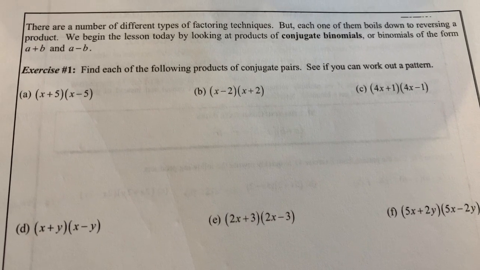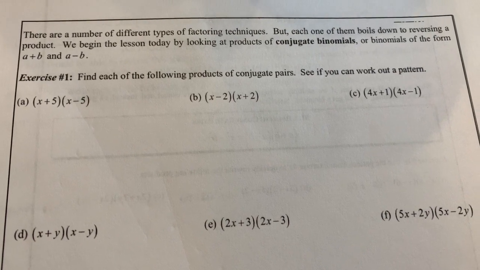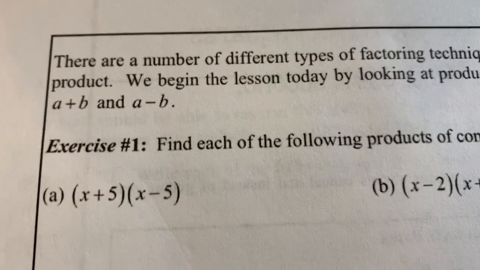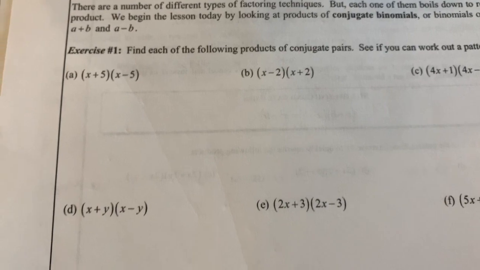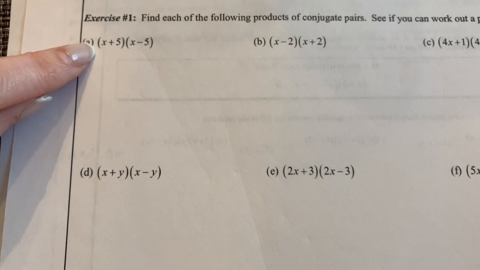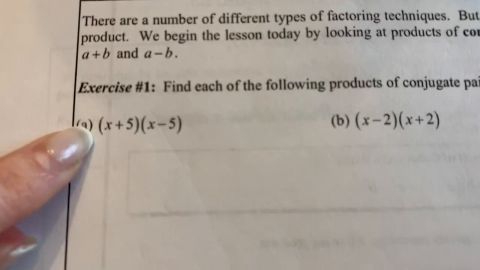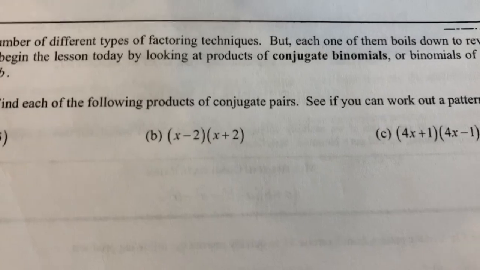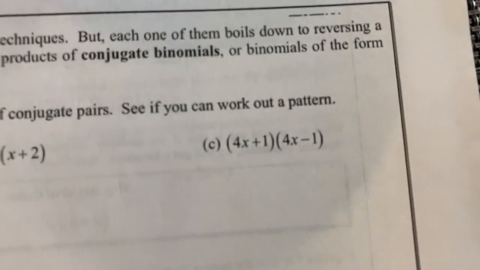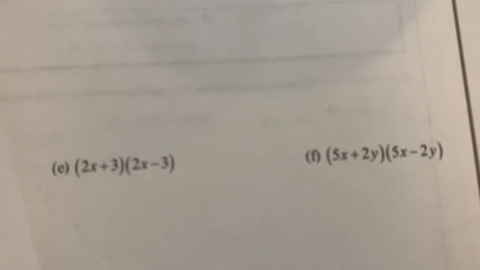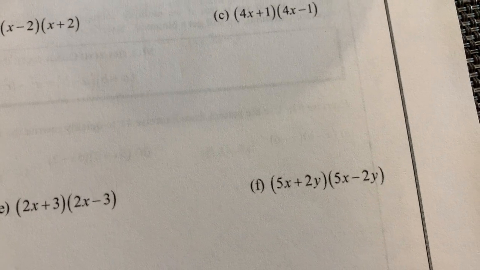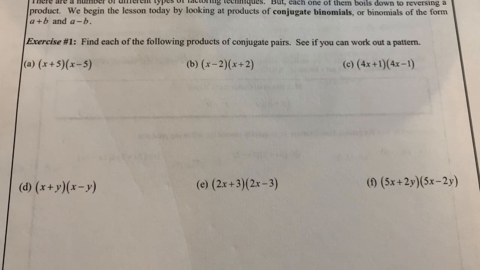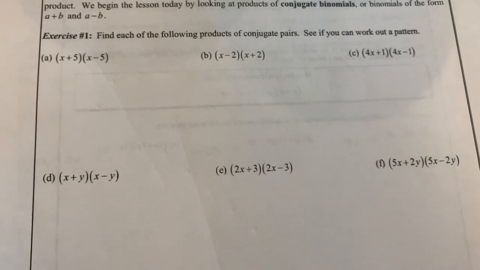We're going to look at things that are called conjugate binomials, okay? These are binomials that are in the form of a plus b and a minus b. So something special happens when you multiply two binomials that are the same but just have a plus and a minus in between them. So that's what these all have in common. x plus 5, x minus 5, x minus 2, x plus 2, 4x plus 1, 4x minus 1. Even down here, 5x plus 2y, 5x minus 2y. So the two terms are the same. The difference is that one has a plus and one has a minus. So something special happens when we do this.